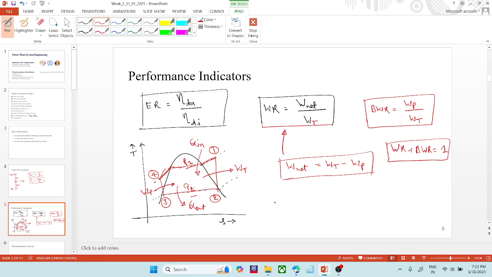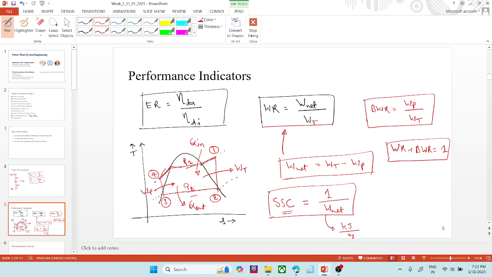Next, we have defined the specific steam consumption, SSC. It is basically the steam consumed to generate 1 kilowatt of network, and it is defined as the reciprocal of the network. And here the WNet has the unit of kilojoule per kg. So what would be the unit of SSC?